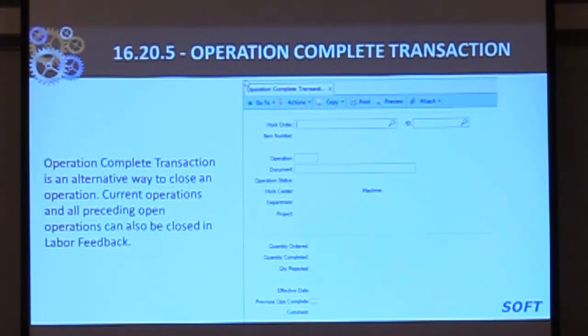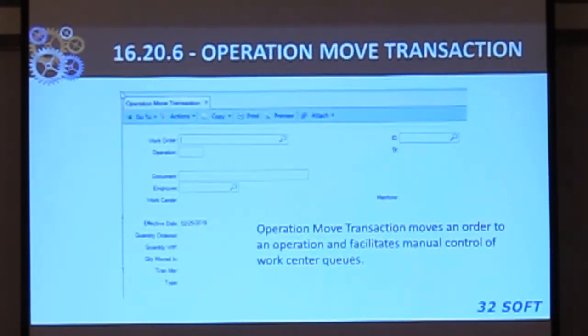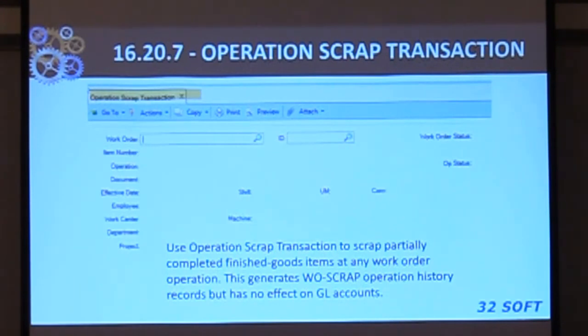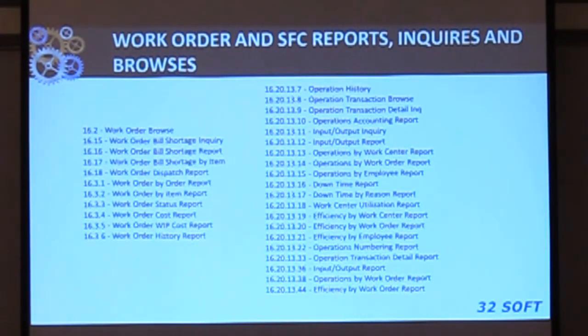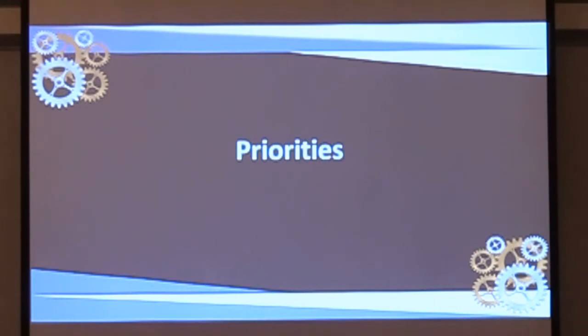And then there are 3 transactions: operation complete, operation move, and operation scrap, that you can create within the shop floor control system, or you can actually do it through the 16.20.1, 2, and 3 transactions if you want. But this generates a work order scrap in the operation history records, but it doesn't actually have anything to do with the counting. So there are lots of browsers and reports and inquiries that you can use in shop floor control to get a better handle on this.